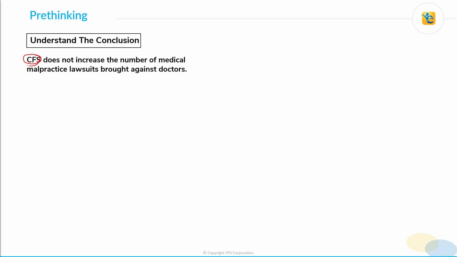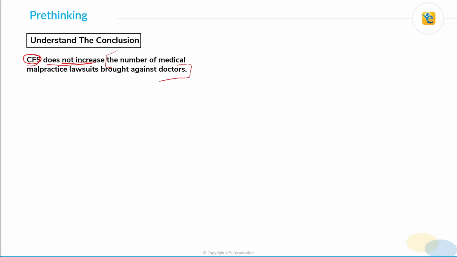The second thing that I've already discussed, does not increase can mean decrease or stayed constant, right? It does not necessarily mean decrease. The third thing is the conclusion is very specific to the number of medical malpractice lawsuits brought against doctors. So if there's any answer choice which is talking about any other kind of lawsuit, that is not relevant for this conclusion, right?